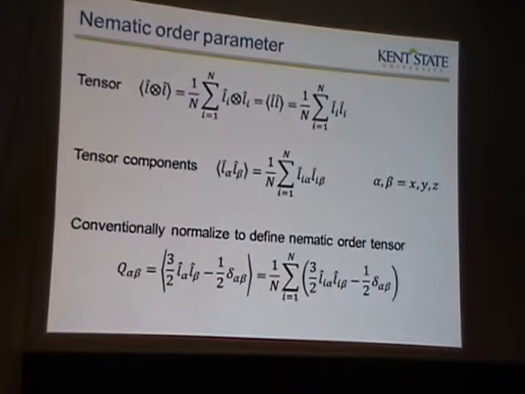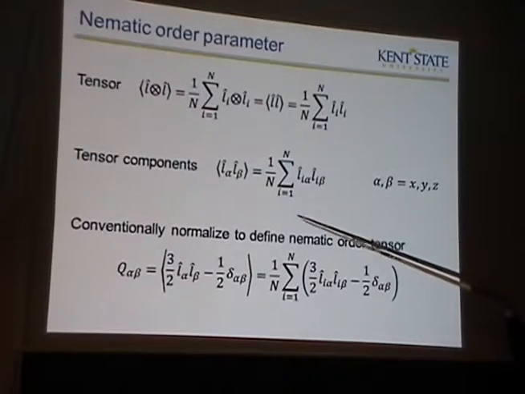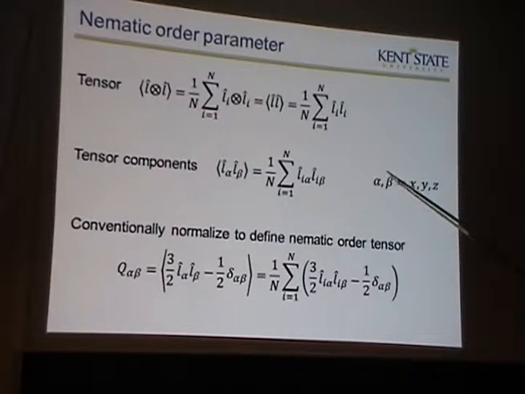Just as a point of notation, you'll notice that here I'm using the index i to mean the molecule number, so i runs from 1 to 10 to the 23rd. And I'm using the Greek letters alpha and beta to represent directions in space, so each of those runs from 1 to 3, x, y, and z. And I will try to stick with that convention if I can remember.